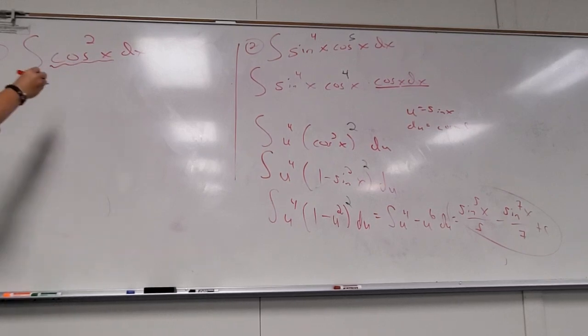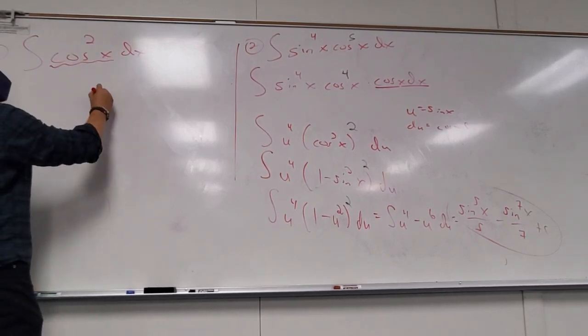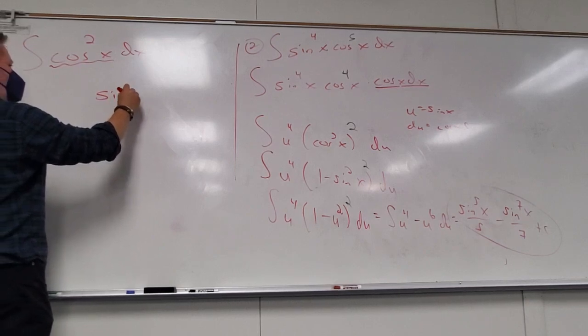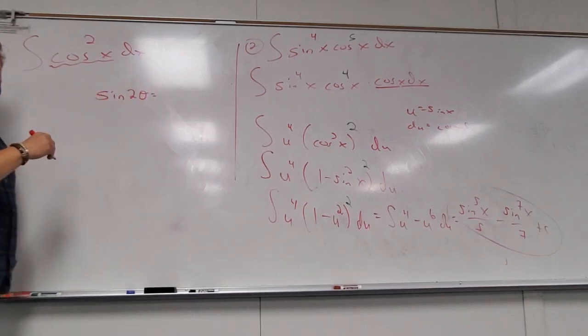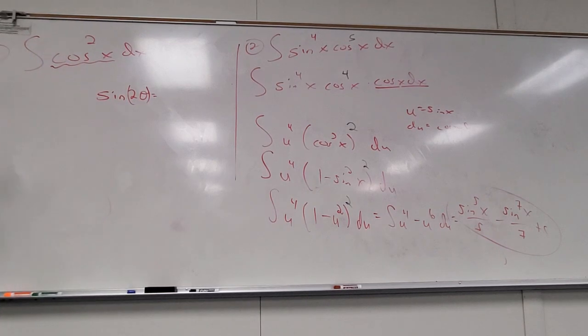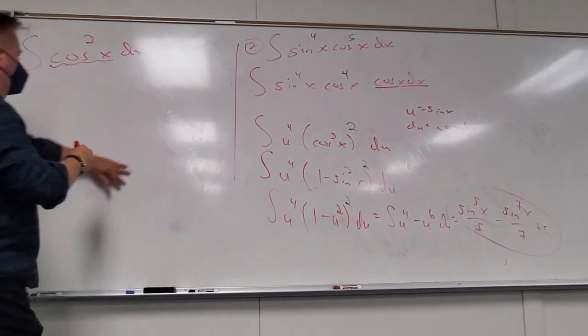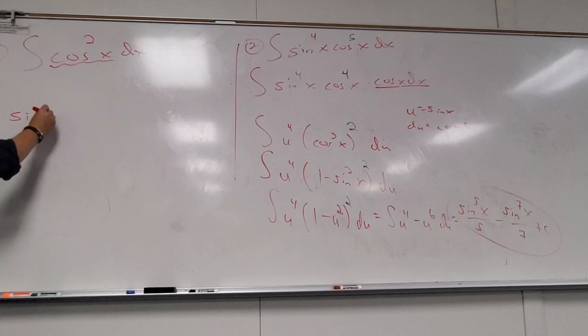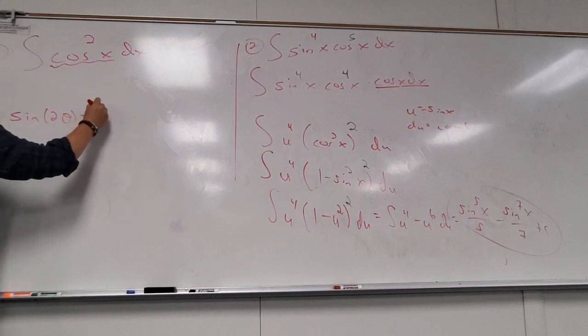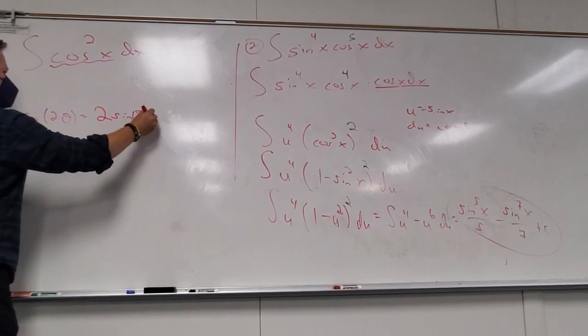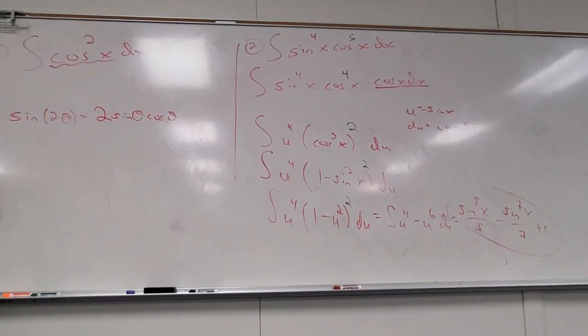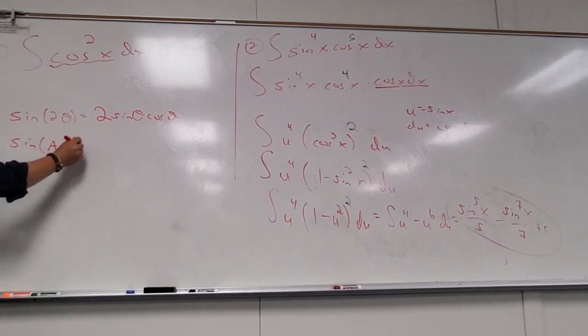So, there's an identity that will help us with this. Let me ask you this. Here, let's build this one. Does anyone remember what sine of 2 theta is? Two sine theta cosine theta? Yes. By the way, this comes from this, sine of A plus B.